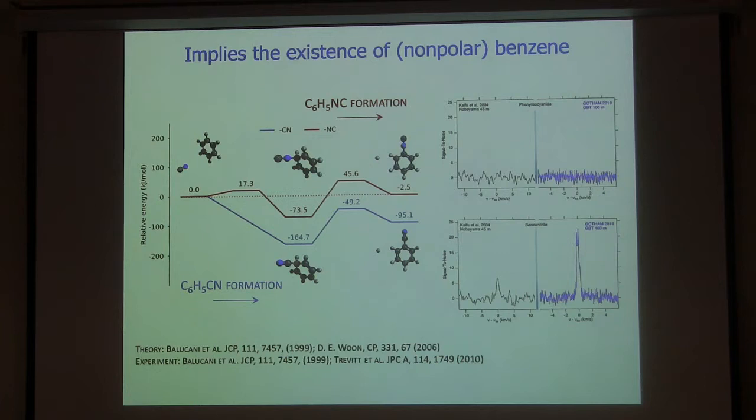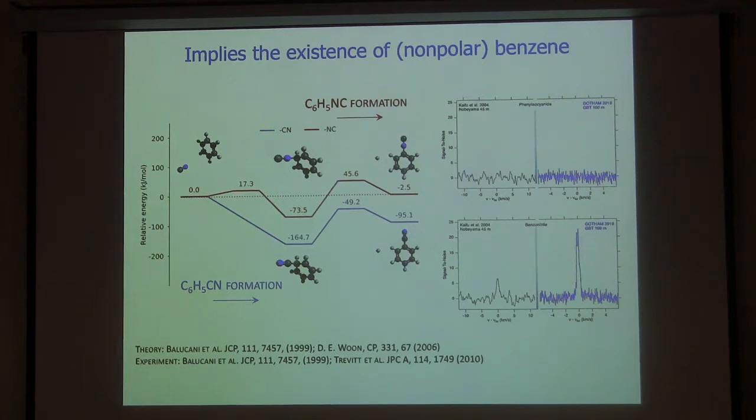And the argument goes as follows. There's CN radicals very well known in this source. And colleagues have looked both theoretically and experimentally at this reaction, in which benzene reacts with CN radical. And there's two ways you can add the CN to the benzene. You can add it to form the cyanobenzene, which is the bluer trace, or you can form the isocyanide, and that's the red trace.